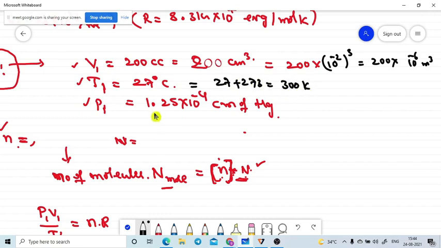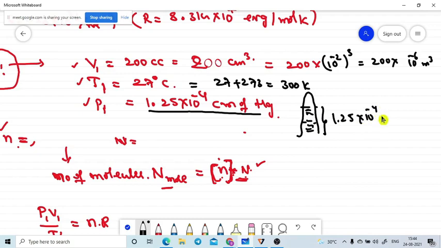But pressure is not given. Pressure is not given in the particular value. So what is meaning of 1.25 centimeter of Hg? It means the barometer is showing like this. The length of the fluid level in the barometer is equal to 1.25 into 10 to the power of minus 4 centimeter. This is the value they are showing. So if it is the length, what is the pressure due to this length of the fluid? How can you find?